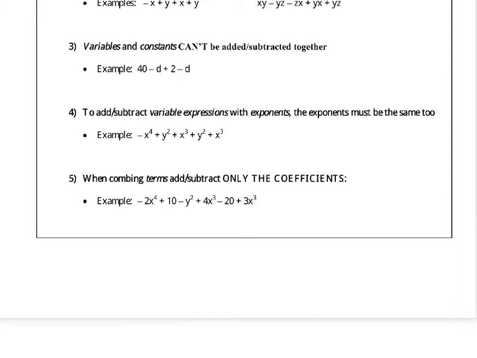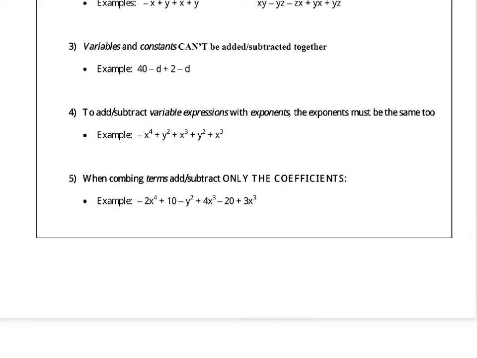Rule number 5 is probably the most important, and you've probably already realized I've used it in several of the examples already, but it says we only are to add coefficients when we're combining variable terms. So notice in this expression I've identified the like terms in green, blue, red, and black. Now I will continue to simplify after I've written them next to each other. 10 minus 20 is negative 10, and we have 4x cubed plus 3x cubed to come together to give us positive 7x cubed.